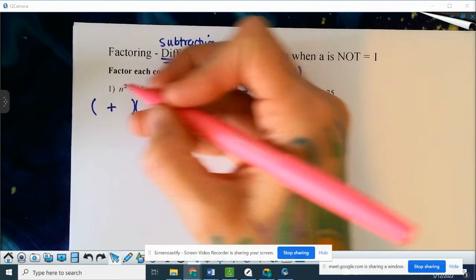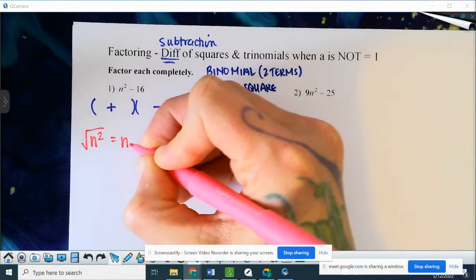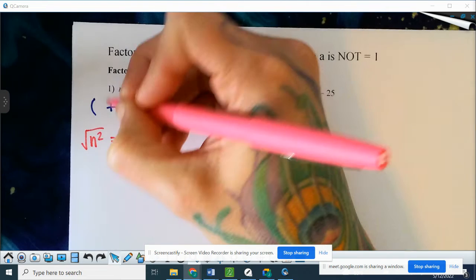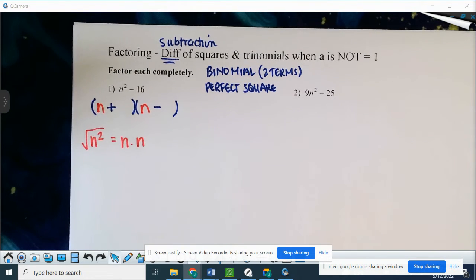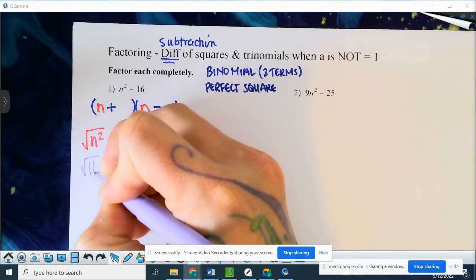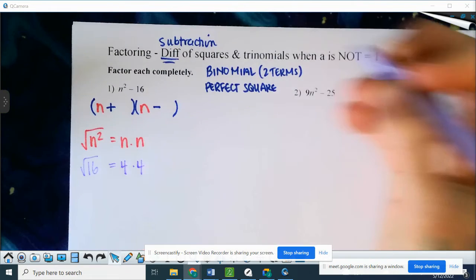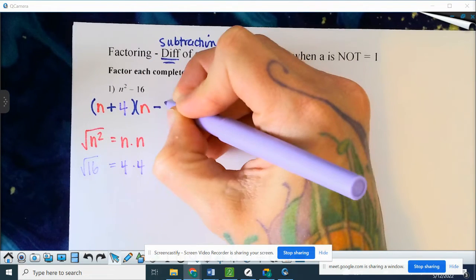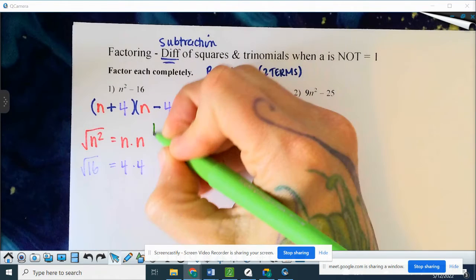So we're going to take our n squared and take the square root of that, which means it's n times n. So we're going to put an n in the front of both sets of parentheses. And then the second one is a 16. We're going to take the square root of 16, which is 4 times 4. You're going to put a 4 in the first one and a 4 in the second one. You have now factored by difference of squares. So this is factored.